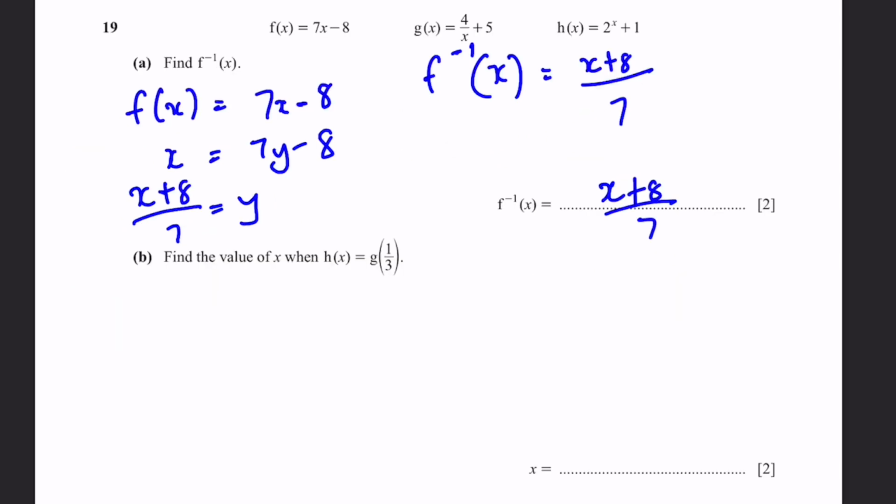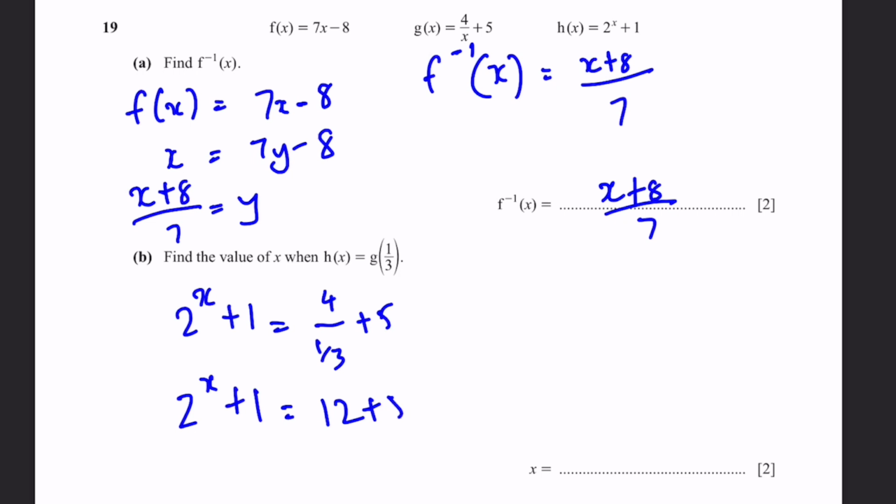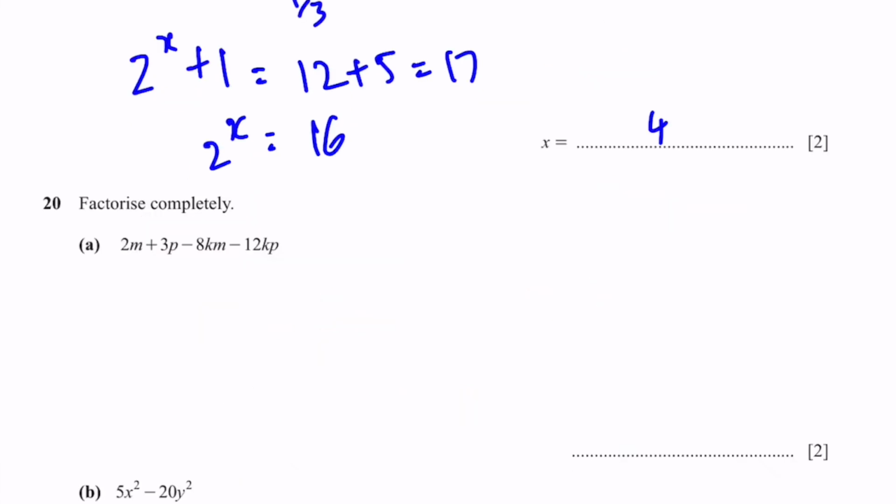B. Find the value of x when h of x is equal to g of 1/3. So h of x is equal to 2 to the power x plus 1. That's equal to g of 1/3, which is 4 by 1/3 plus 5. 2 power x plus 1 is equal to 12 plus 5, which is equal to 17. That means 2 to the power of x is equal to 16. And we know 2 to the power of 4 is 16. So x is equal to 4. That's the answer. Question 20.